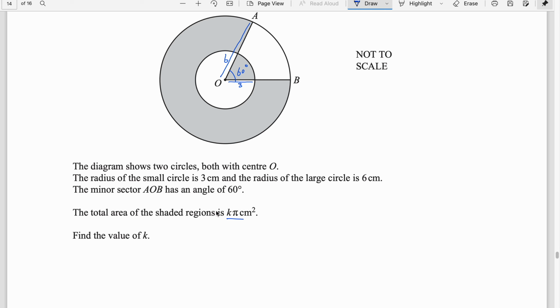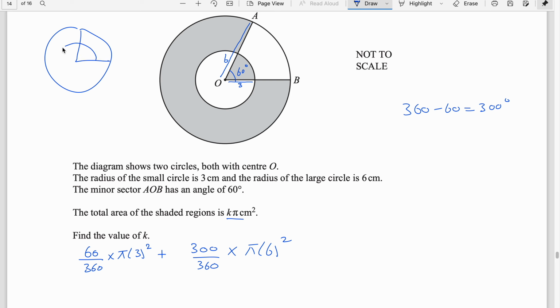Okay, this small gray region is basically angle by 360 into pi r square, plus this larger gray, which is 360 minus 60, a sector of 300 degrees. So that is angle by 360 times pi r square. Now when we consider this larger part, we're actually finding the area of this complete region and we have to take away this white part. So subtract 300 by 360 into pi r square.